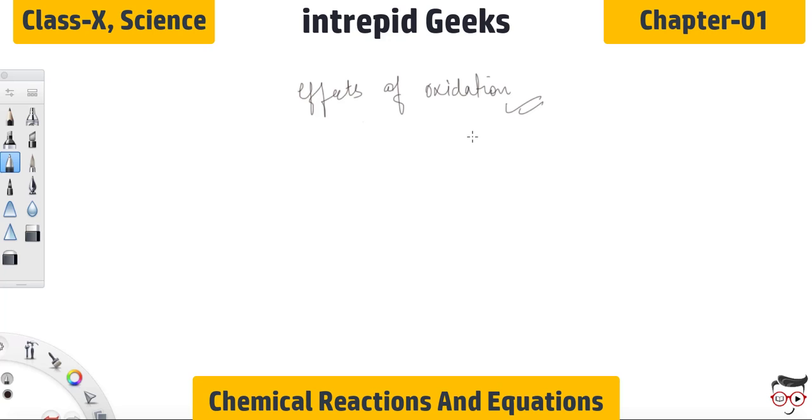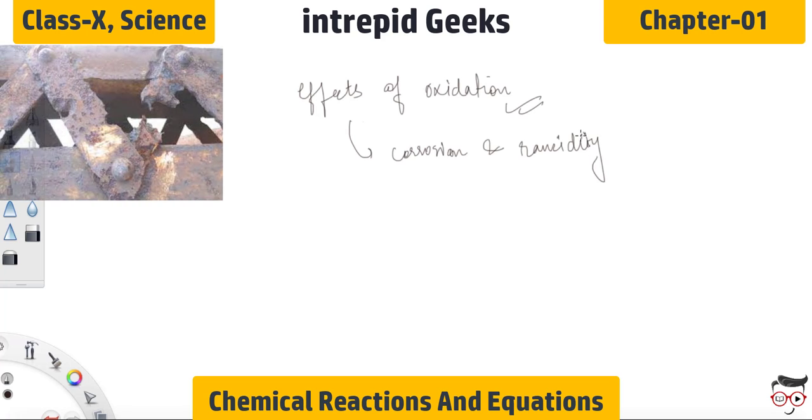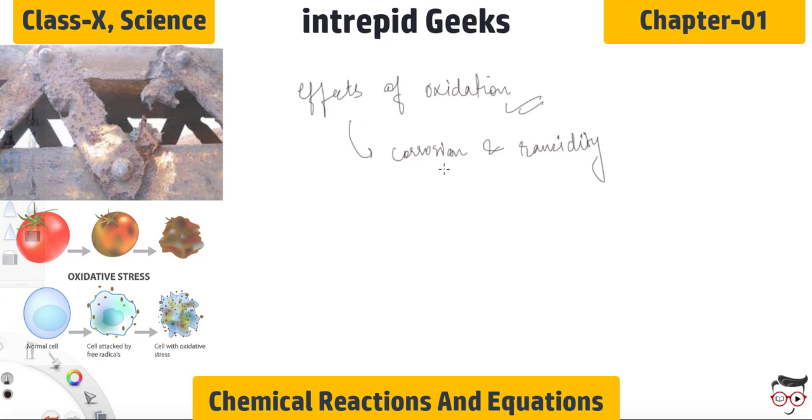So oxidation is a type of reaction which takes place in your everyday life, and it comes with some type of consequences, or you can say some type of ill effects. The 2 major effects of oxidation which I want to discuss are corrosion and rancidity. These are the 2 important consequences, or you can say the 2 important effects of oxidation reactions in everyday life.